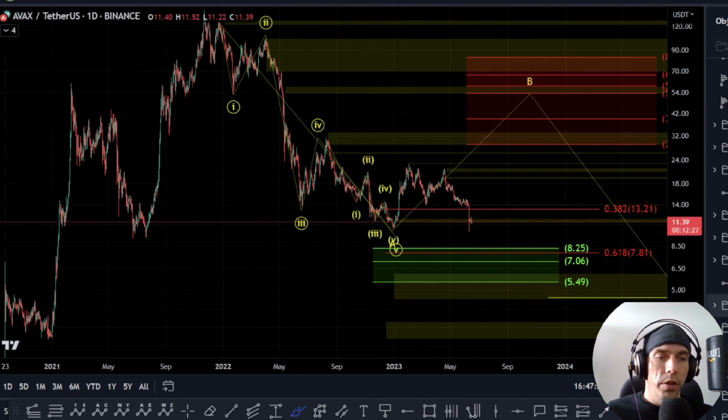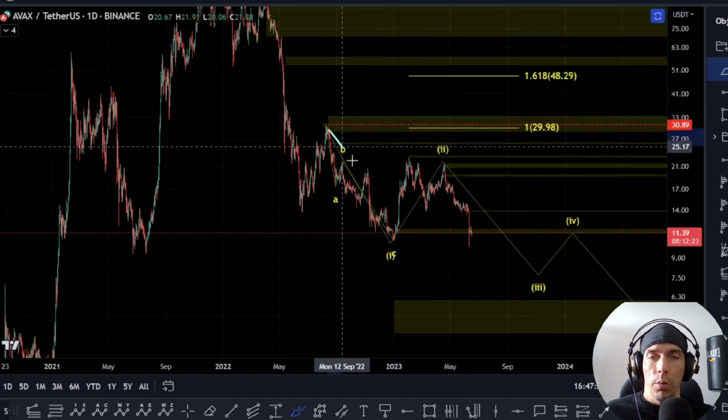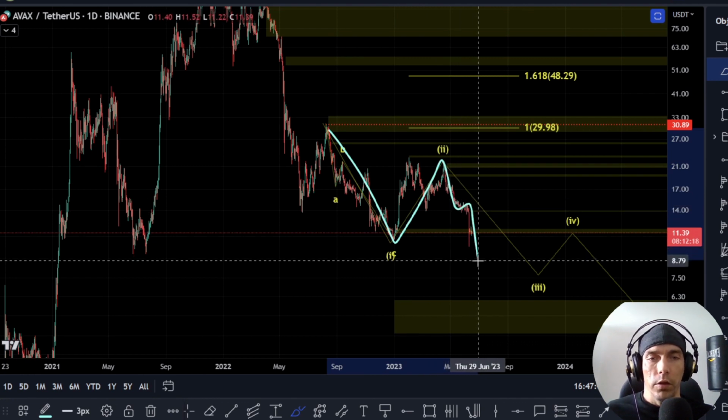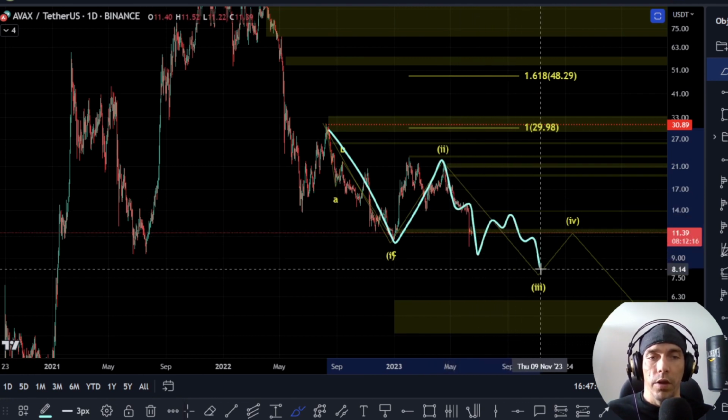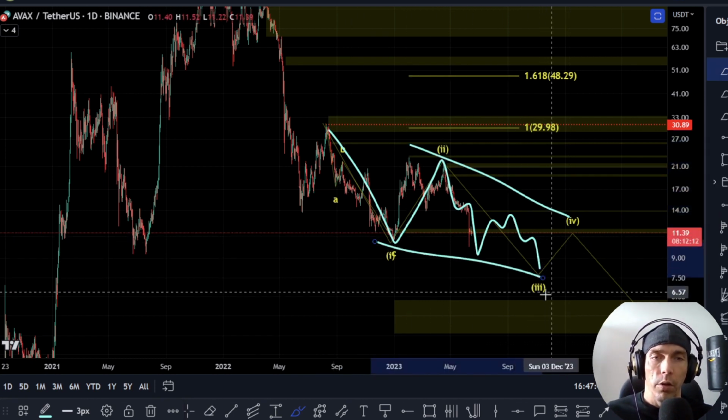Now it is also possible that within this count we could still have a diagonal and we could still be within that 5th wave, where we treat this as a 1, 2, and then what we're looking for is a 3-wave move to the downside, followed by another 3-wave move up, and then another 3-wave move to the downside, looking to form a contracting wedge pattern here.